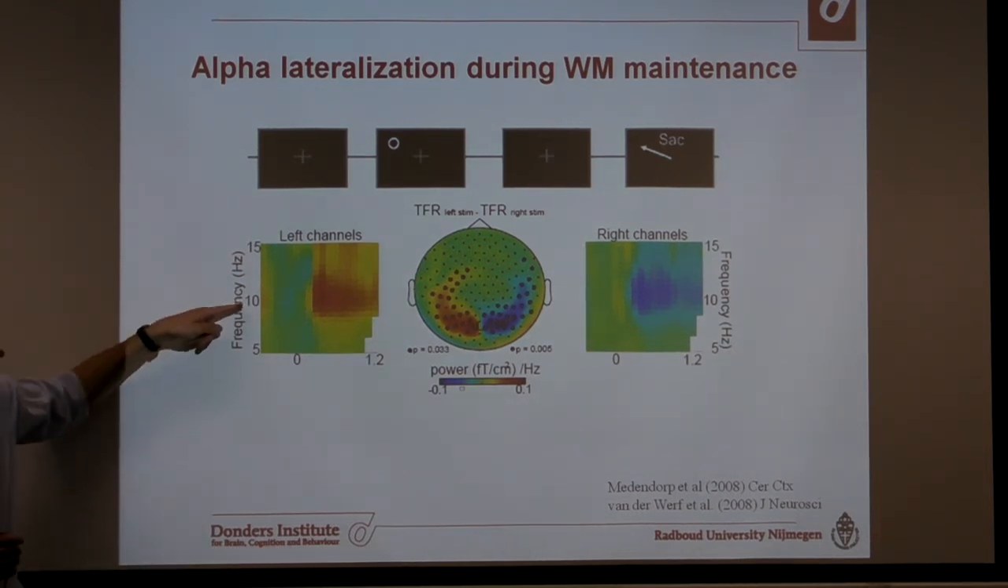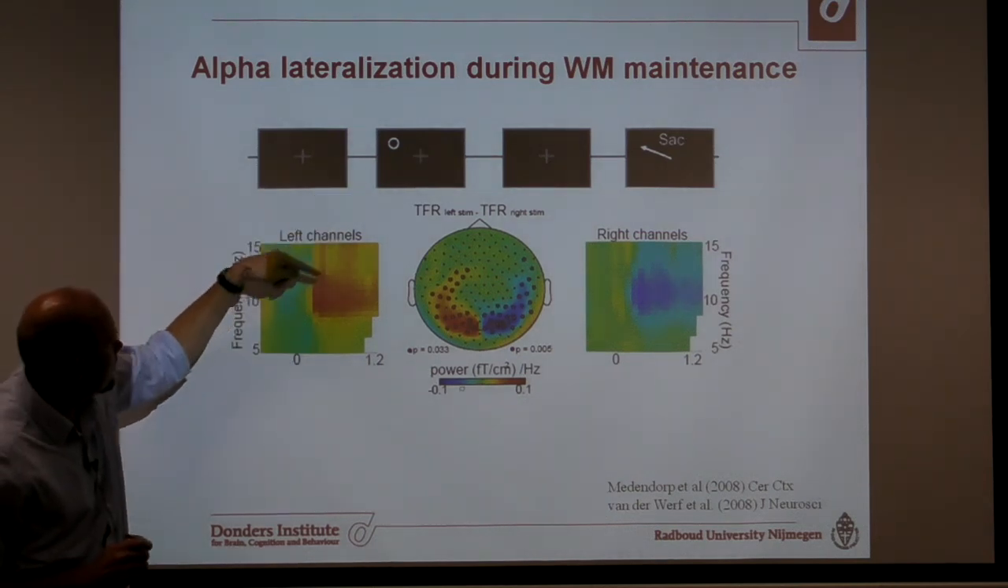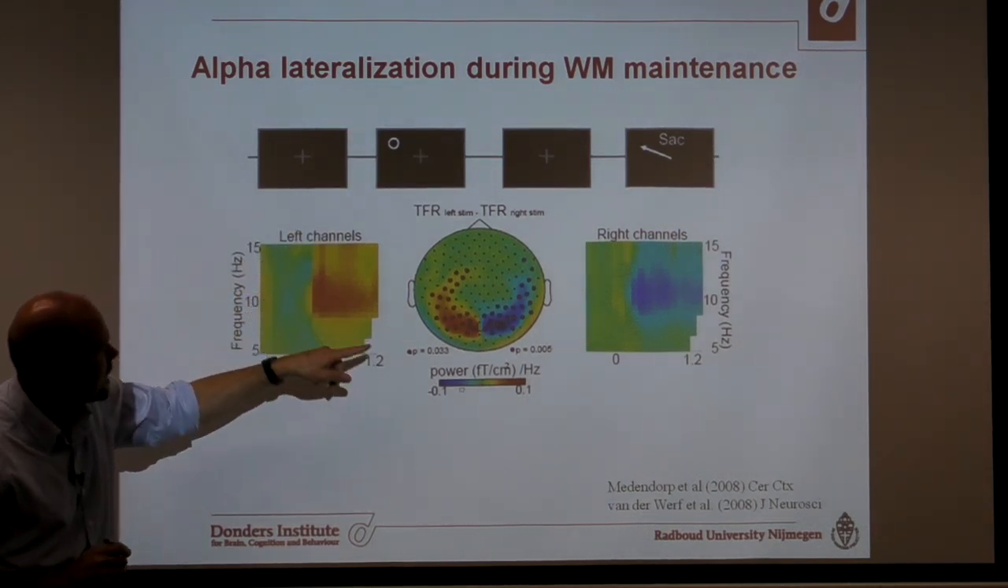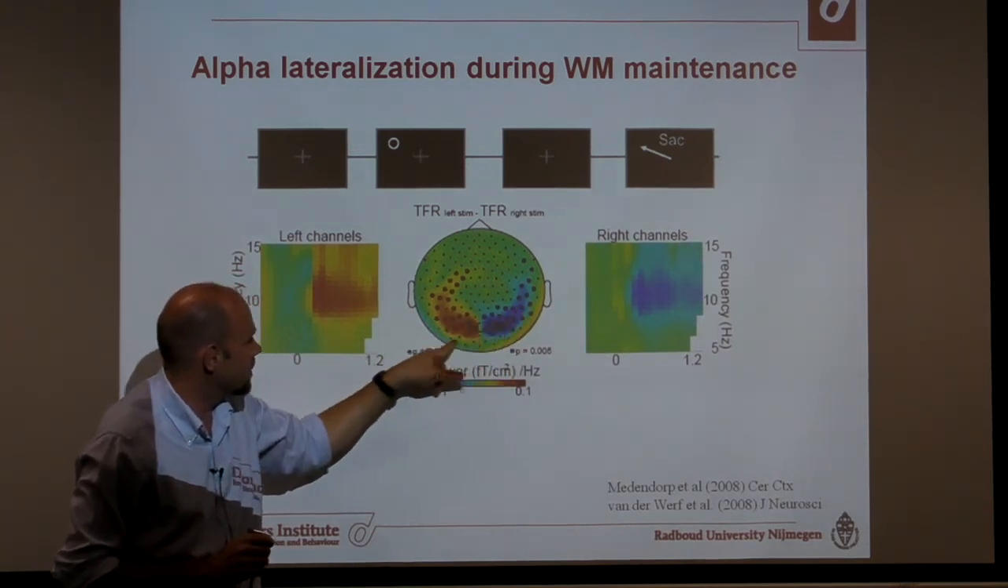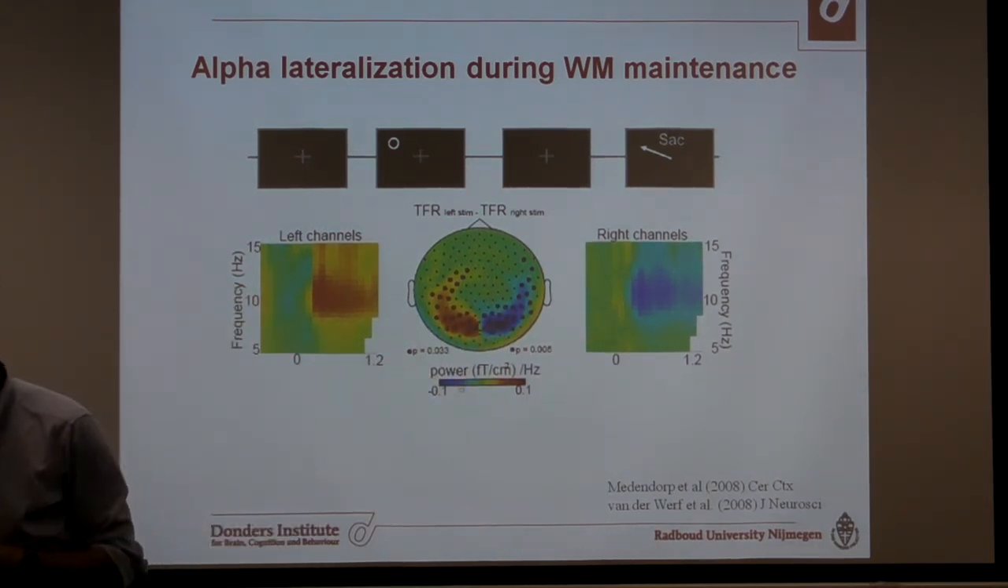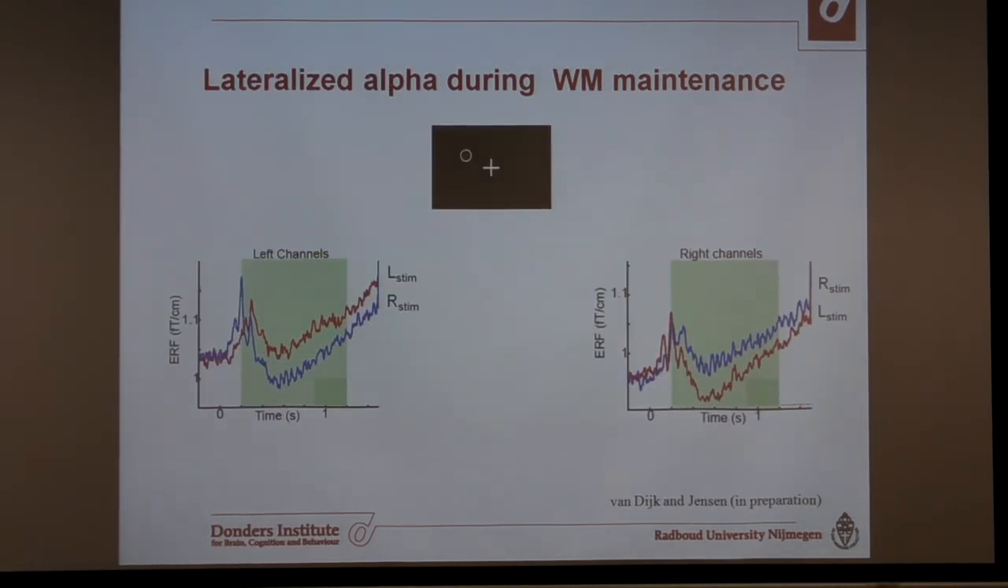We can characterize that by our time frequency representations. When the stimulus comes on, we see alpha building up. We look at the topography with respect to left and right stimuli, and we get this over the back of the head. Very clear. We can also localize this alpha lateralization to parietal occipital regions. Good. What about the event-related fields?